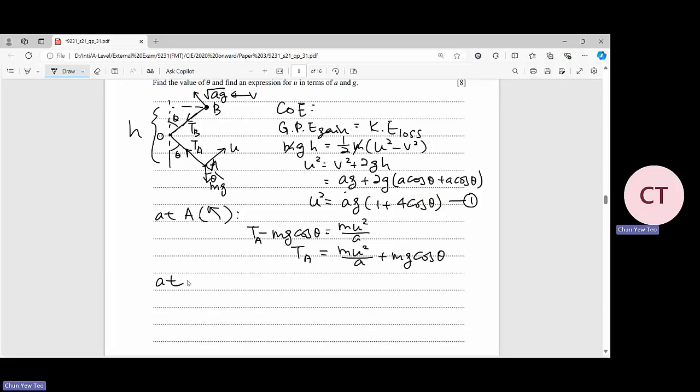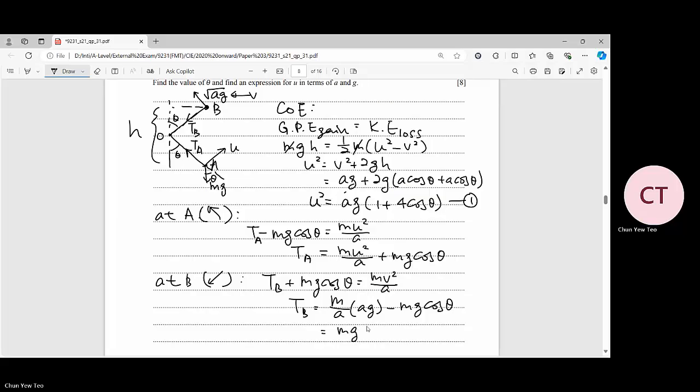Then at B, if you resolve the forces to the center of the circle, you will have TB plus the mg cos theta is equal to mv square over A. Then your TB is actually the m v square over A, which is mg, minus the mg cos theta. That will be mg times 1 minus cos theta. Okay, that is your TB.